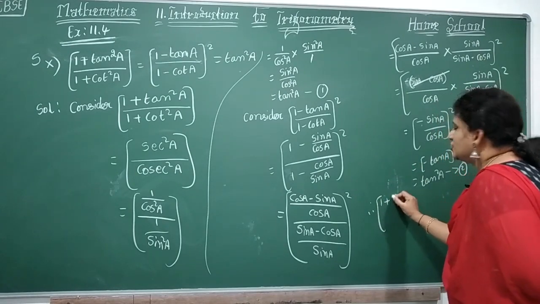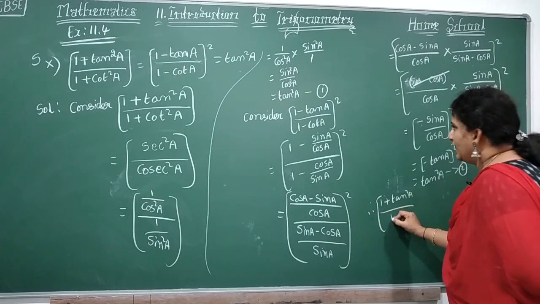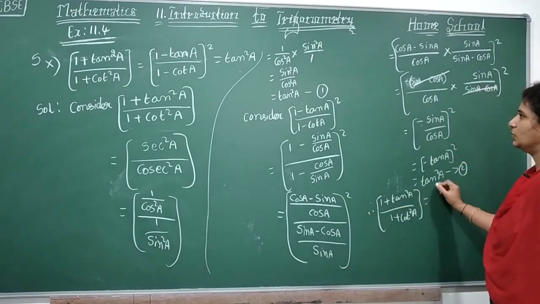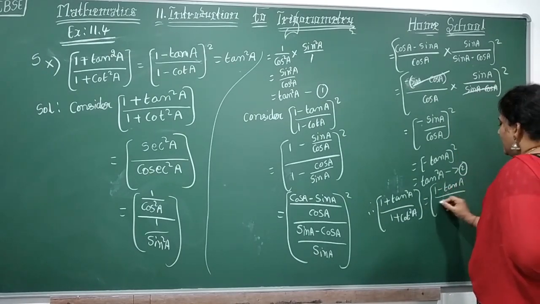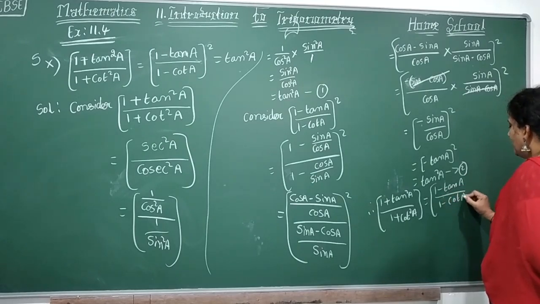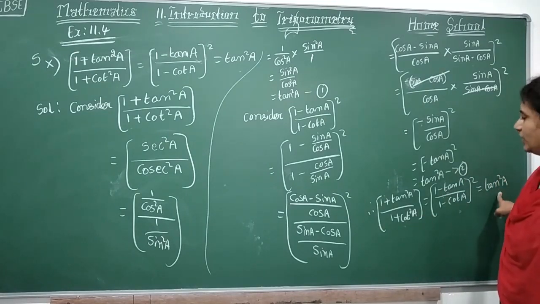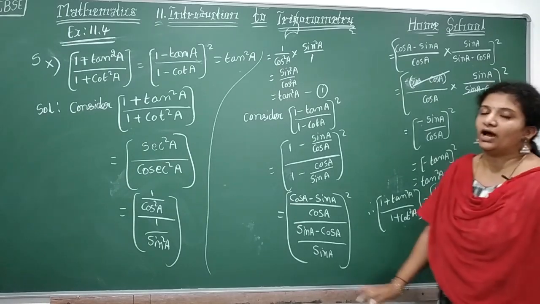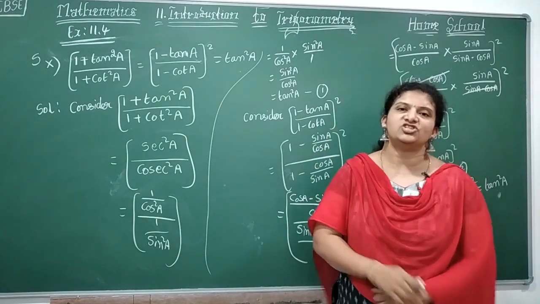Again, you rewrite the question. 1 plus tan square A by 1 plus cot square A is equal to 1 minus tan A by 1 minus cot A whole square is equal to tan square A. See, children, these two answers are equal to tan square A. Hence, it is proved. With this, we are going to end our exercise 11.4 as well as our chapter.